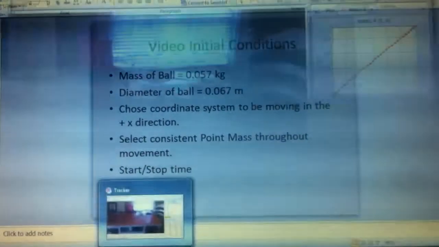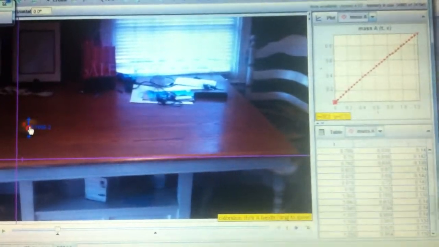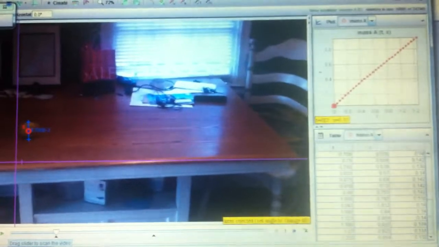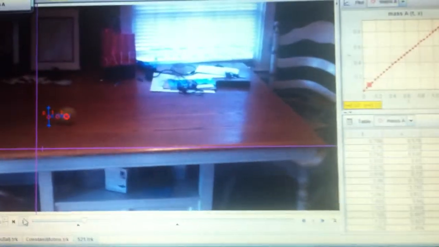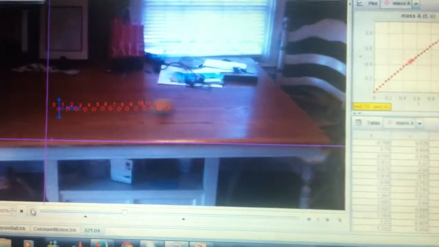As we observe the video, here we see the coordinate system set up as well as the diameter and the point of mass present, and a start and stop time. Through just observation of the video itself, it appears that the object, the tennis ball, is moving in constant motion.